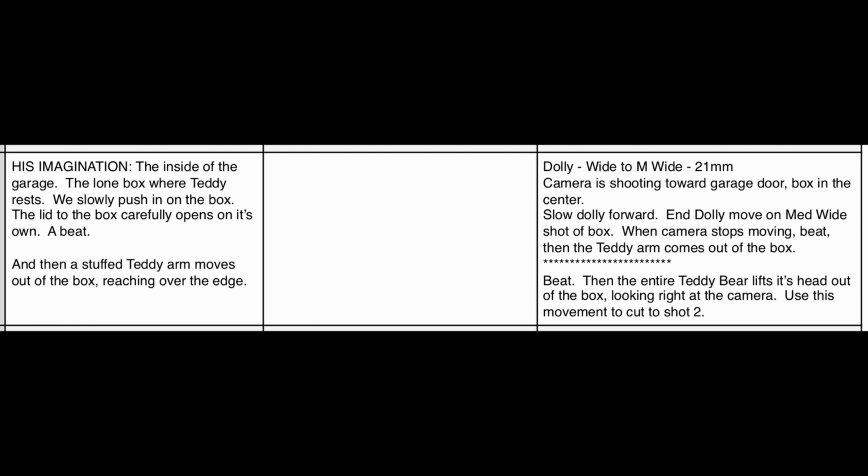We slowly push in on the box. The lid to the box carefully opens on its own, a beat, and then a stuffed Teddy arm moves out of the box, reaching over the edge. Dolly, wide to medium wide, 21mm lens. Camera is shooting toward garage door, box in center. Slow dolly forward and dolly move to medium wide shot of box. When camera stops moving, beat, then the teddy arm comes out of the box. Beat. Then the entire teddy bear lifts its head out of the box, looking right at the camera. Use this movement to cut to shot 2.